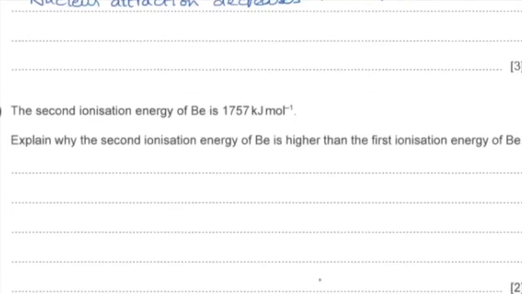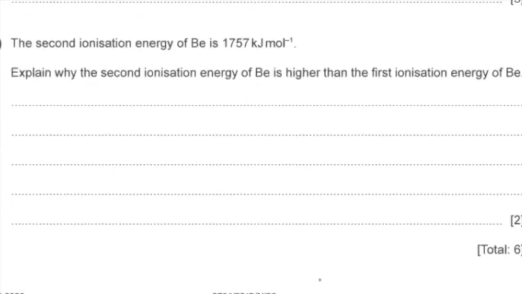group 2. Part C. The second ionization energy of beryllium is 1757 kilojoules per mole. Explain why the second ionization energy of beryllium is higher than the first ionization energy of beryllium. So beryllium's electronic configuration is 1s2, 2s2, and beryllium plus ion has a configuration of 1s2 and 2s1.